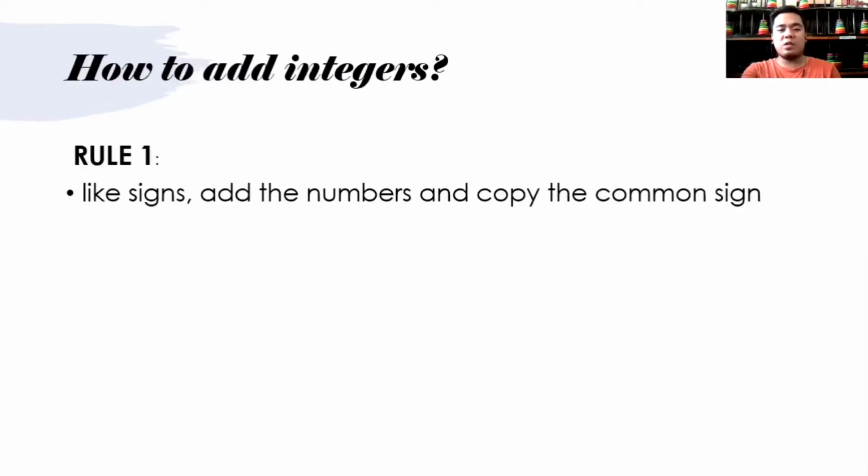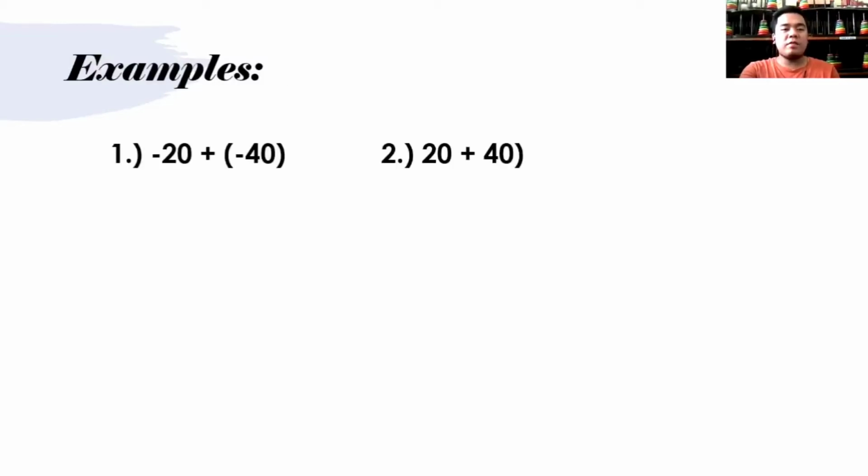So how to add integers? So we have to consider different rules in adding integers. First is the most common. Rule number one, like signs: add the numbers and copy the common sign. So what are those like signs? So if magkapareho sila ng sign, either positive or negative, you have to add the value and copy the common sign. So for example, negative 20 plus negative 40.